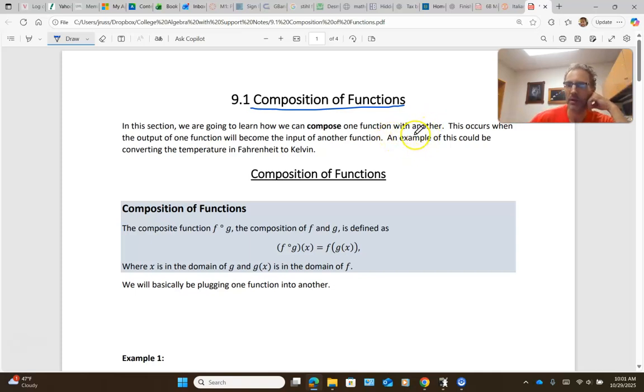Here's a little example, but I found some others. An example of this would be, what if you wanted to convert the temperature in Fahrenheit to Kelvin? Well, you could do it directly, or you could use two functions to do it. You could first convert the temperature in Fahrenheit to Celsius using one function, and then use another function that takes an input from Celsius and then converts it to Kelvin. Okay, so that's one example.